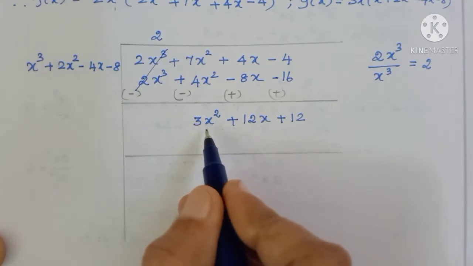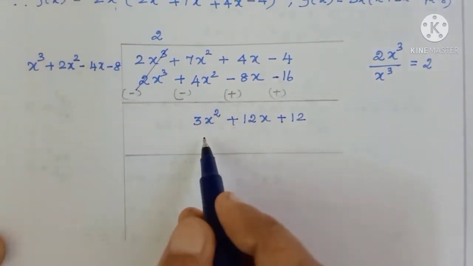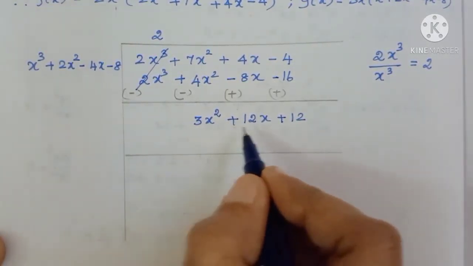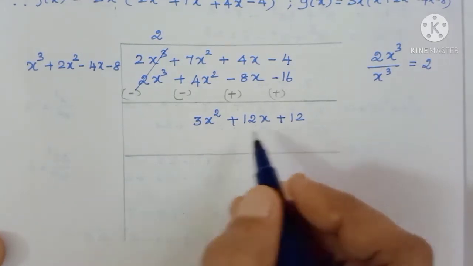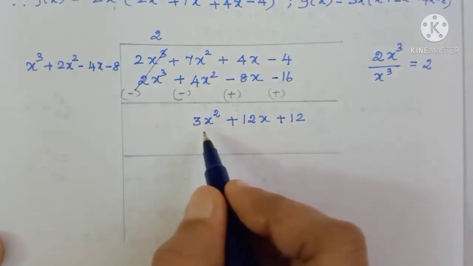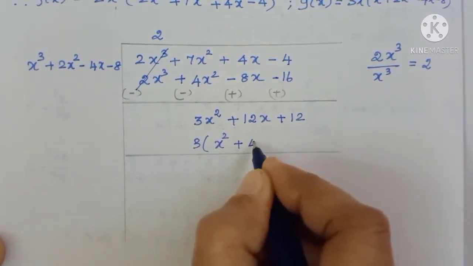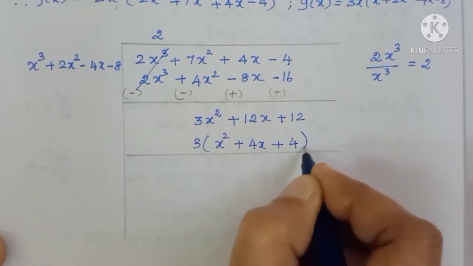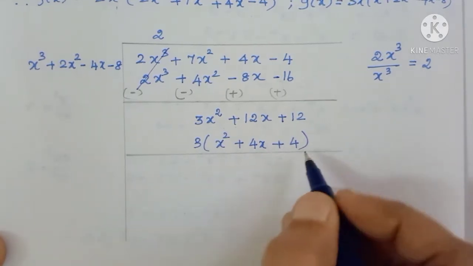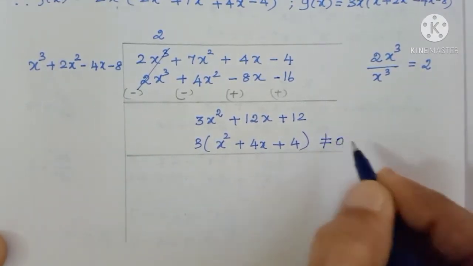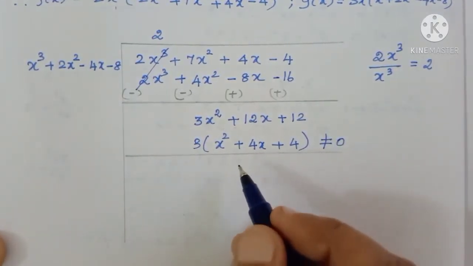Now see here x cube term, here x square term. We can't proceed. So as the first step we are going to see whether any value is common here. 3 is common, no? So we can take 3 outside. 3 into x squared plus 4x plus 4. Now the polynomial was not equal to 0. That means the remainder is not equal to 0. So we are going to proceed one more time.